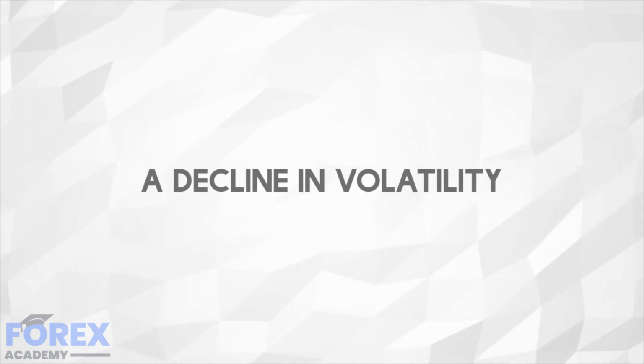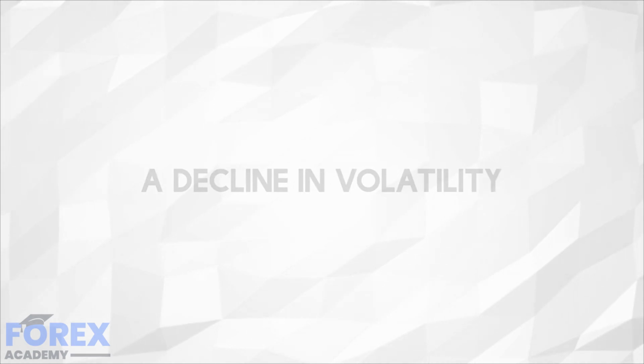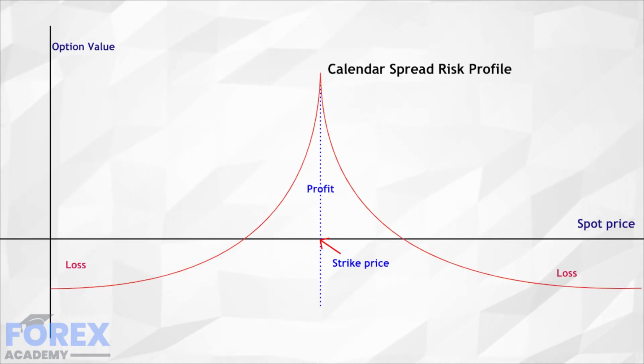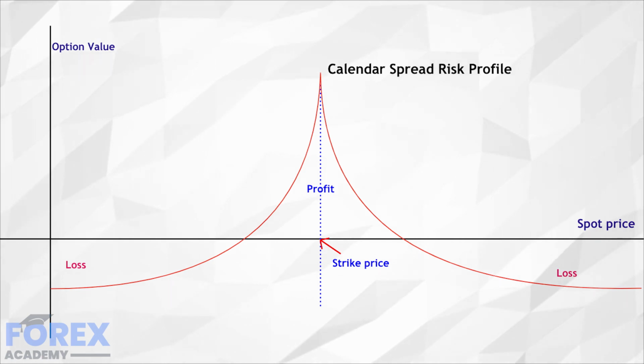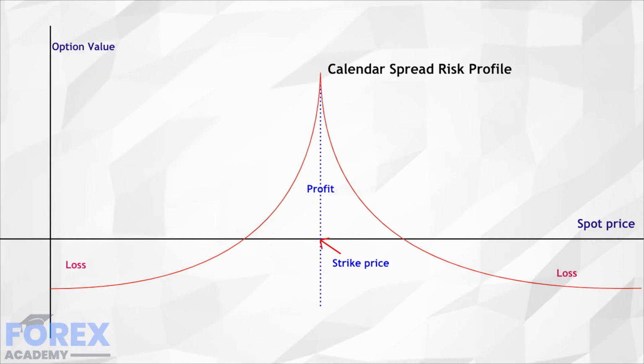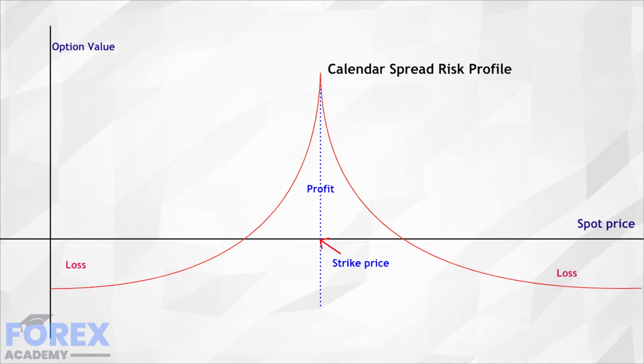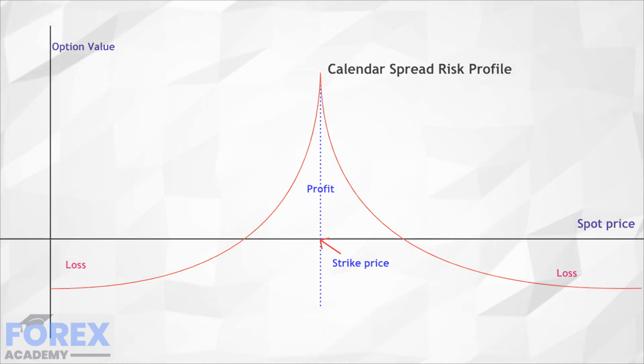A decline in volatility. A decrease in volatility is the worst that can happen on a calendar spread trade. To understand why, we have to remember that we sell the short-term option and buy the long-term option. The longer the time to expiration, the higher the sensitivity of the option to volatility changes. That means a rise in volatility would result in an increased profit because the options bought would increase more than the options sold. Conversely, a volatility drop would drive the trade to the losing side as the price of the option bought sinks relative to the option sold.